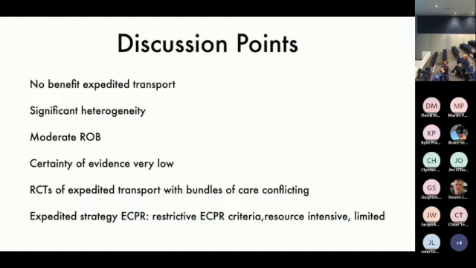So discussion points in the short time we have left: there was no benefit of expedited transport across the systematic review. There's a lot of heterogeneity in the cohort. There was moderate risk of bias, and the certainty of evidence, or the grading of evidence, was very low, which surprised me. The RCTs of expedited transport with bundles of care are conflicting.